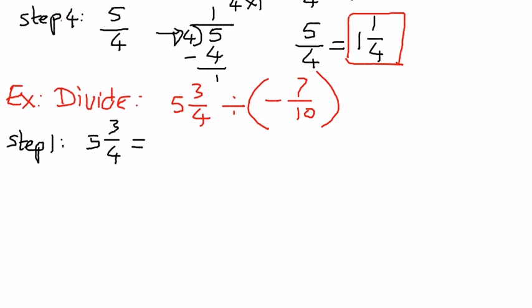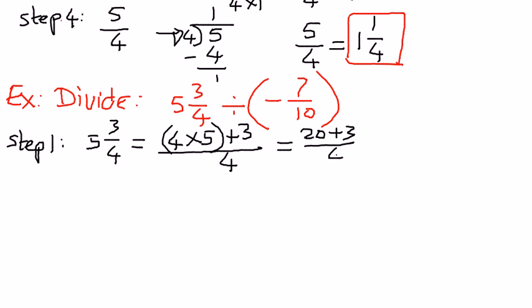How do we do that? We take the number in the denominator, multiply to the number on the side, take the product of that, and then add it to the number we have in the numerator, which is 3. Divide that whole expression by the denominator, which is 4. 4 times 5 is 20. 20 plus 3 divided by 4. 20 plus 3 is 23 divided by 4.